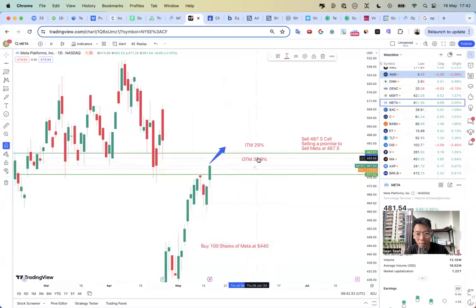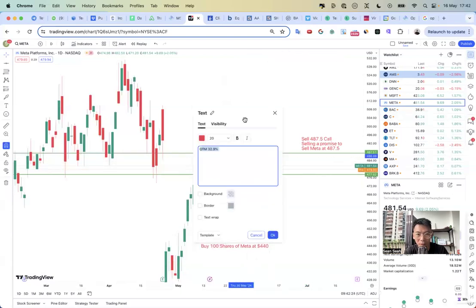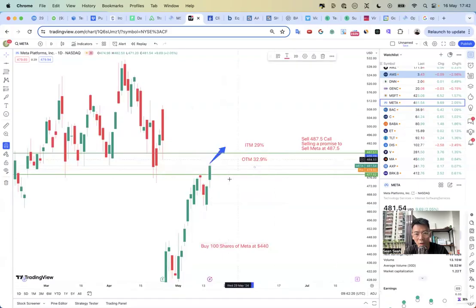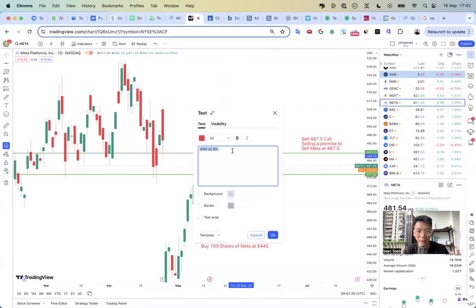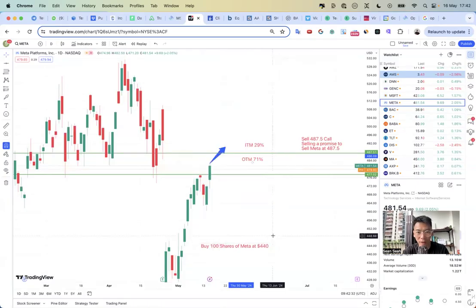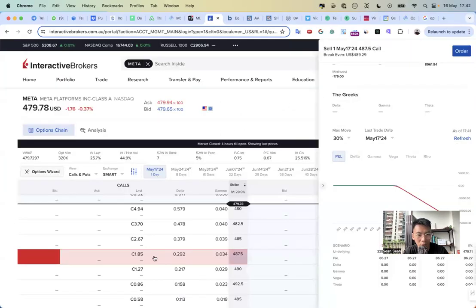And for it to be out of the money, how many percent is that? 100 minus 30, that's 70. So we have a 71% chance that it's out of the money, meaning to say it doesn't go above 487.5, and therefore we still get to keep our shares. And for this trade, we are collecting a bit lesser money. We are collecting $185. I'm going to just take the money because I still want to keep my shares. So it's very, very important to do that.